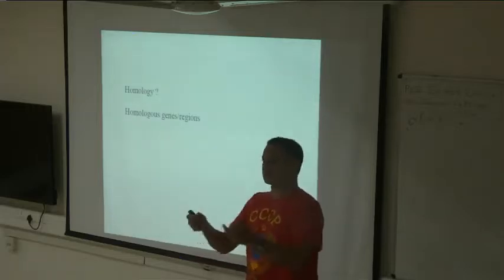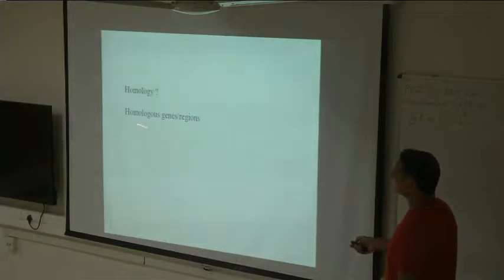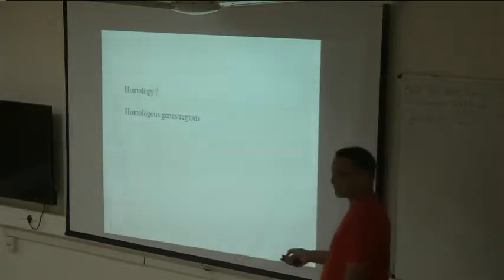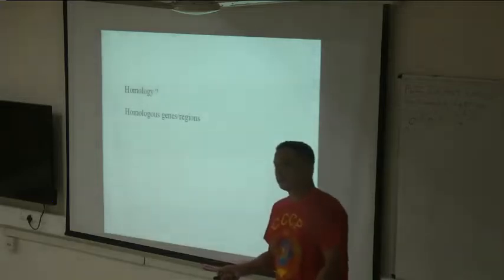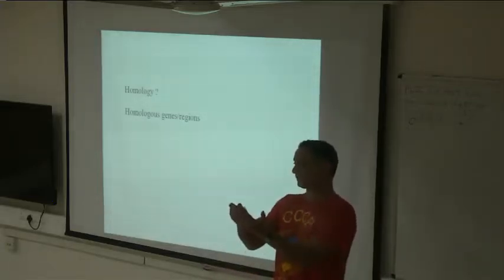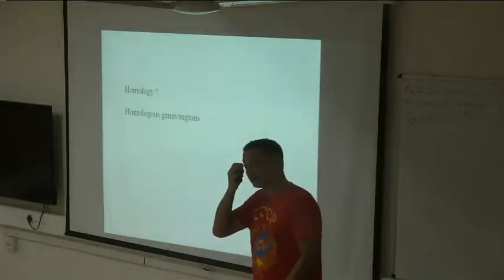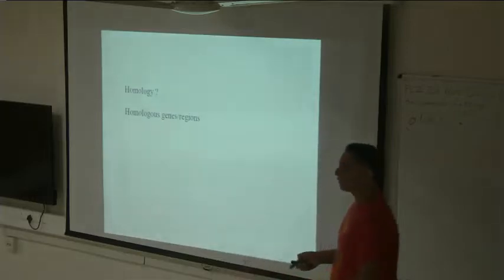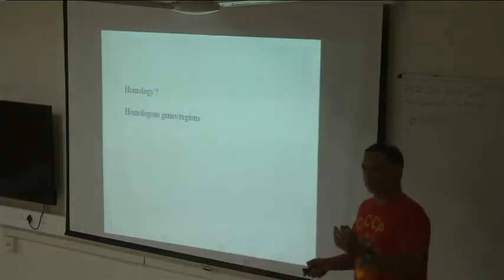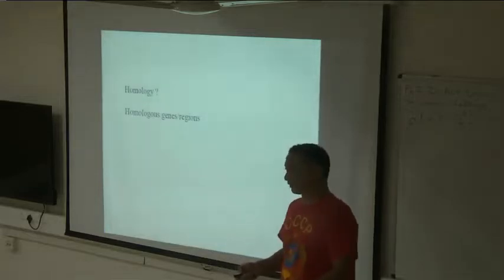Yeah, similarity because of common ancestry, right? So people also use the term homologous genes or homologous regions, which basically means that these genes share a common ancestor, right? From that common ancestor, these genes have been derived. And one should actually use gene homologs when we are building phylogenies, right?